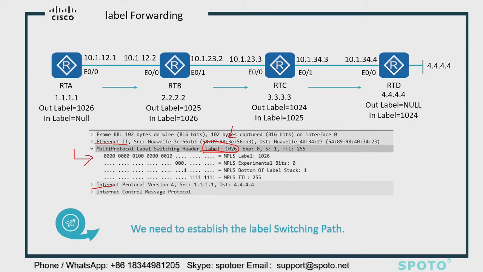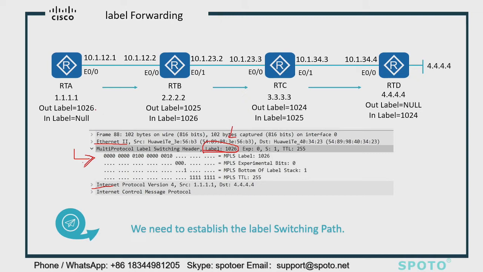If the router wants to forward the packet according to the IP packet, it needs to search the IP forwarding table. But if the router wants to forward the packet according to the label, we have a forwarding table called the MPLS forwarding table. It's just like the IP forwarding table, a label forwarding table. Okay, so we need to know this. And RTA will generate the packet just like this one.